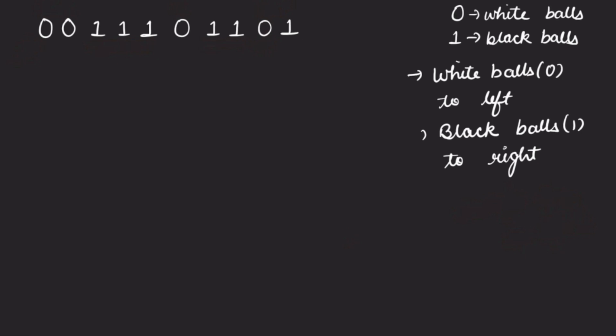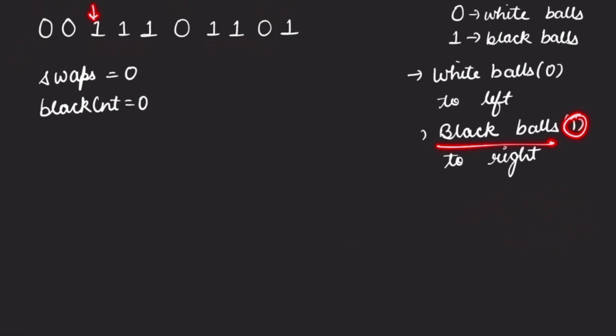So what we'll do is, we will take two variables. One will be the swaps, which will be initially 0, and the other will be the count of black balls, right? Or we can say the count of ones. One is denoting black balls, right? So that's why the other variable will be the count of black balls, which initially is 0.